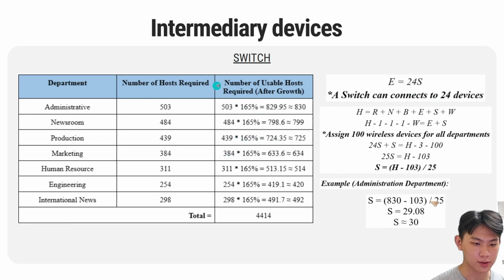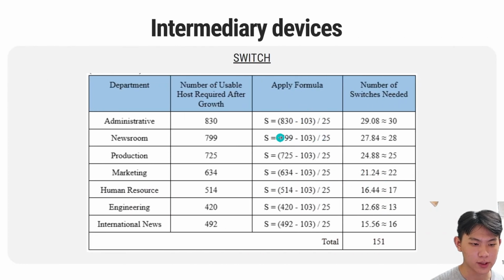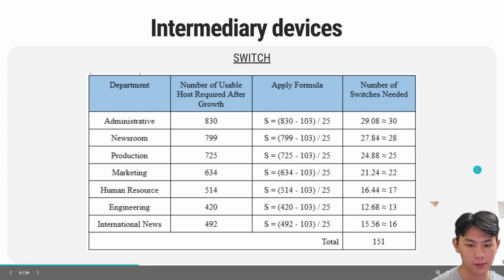This table shows the total number of usable hosts required by each department after growth. The total number is 4,414. And this is the formula that we made to find the number of switches needed by one department. We take the administration department as an example. The number of usable hosts required after growth by this department is 830. So we take 830 minus 103 and divide by 25. So we know that the number of switches needed by this department is 30. After applying the formula to all the departments, we know that the total number of switches needed in this network topology is 151.